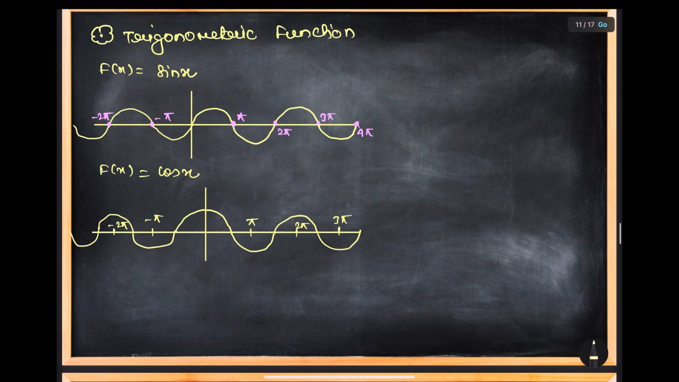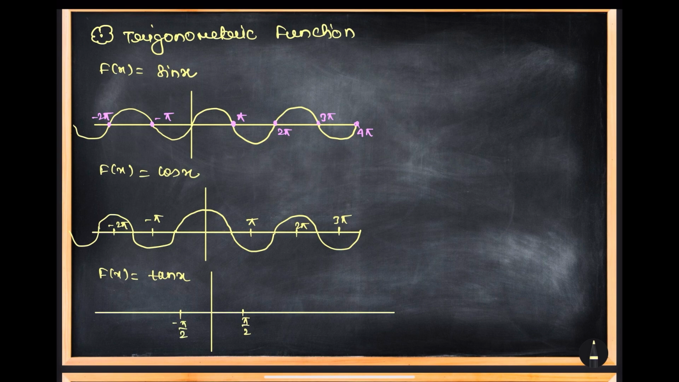Now we have the tan function. So f of x equals tan x. Your graph will look like this. The tan function has a problem at pi by 2, minus pi by 2, 3 pi by 2, minus 3 pi by 2. Right? And your graph will look like this. This will be a dotted line. This dotted line is an asymptote. What is an asymptote? An asymptote is a straight line towards which the graph approaches indefinitely without touching or crossing it. So this is the graph of your tan function.